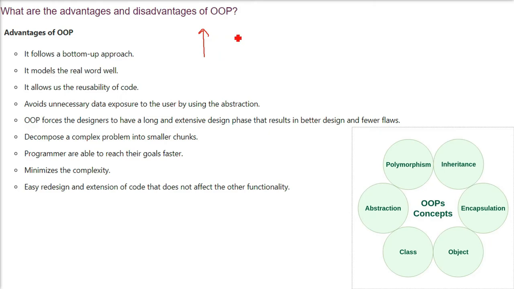In the bottom-up approach, you first have to plan what all things have to be done, and then you combine these. That is, you are thinking from the lower level of abstraction going to the higher level of abstraction. OOPS models the real world well. You have polymorphism, inheritance, encapsulation, data abstraction. All these are concepts which exist in the real world.